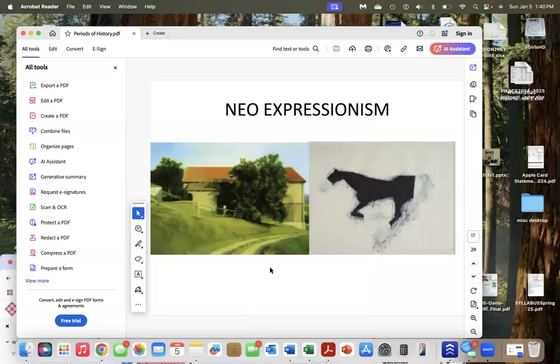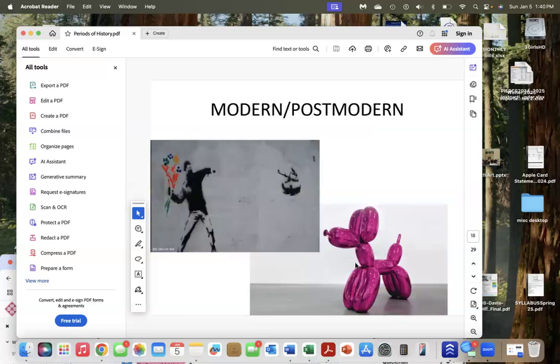Neo-expressionism came later. This almost looks like a photograph. Gerhard Richter is German, and quite beautiful because it looks soft and blurry, but it still looks like a photograph of a beautiful scene. That's not the kind of work he did later. This is Susan Rothenberg. She did horses almost completely.